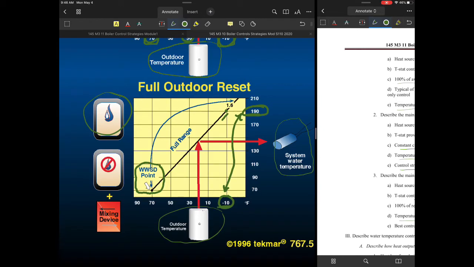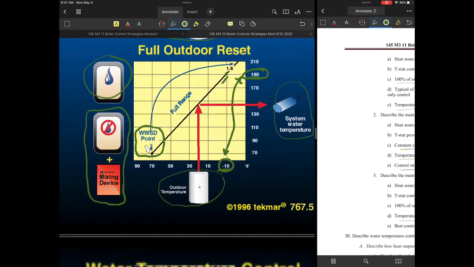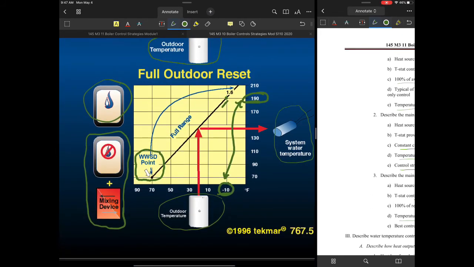Now, what type of system is this for? This is definitely going to be for a condensing boiler. And it could also be used for a system where we can do full reset out into a system using some sort of a mixing device. Now, and a non-condensing boiler. When we do that, that's what they're describing here.